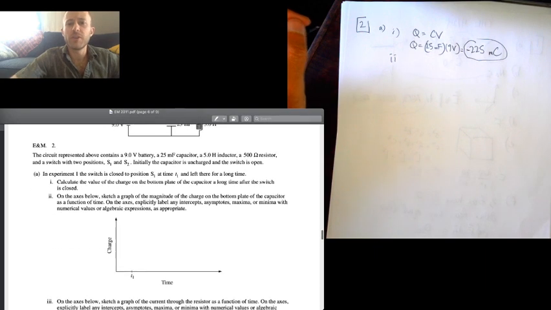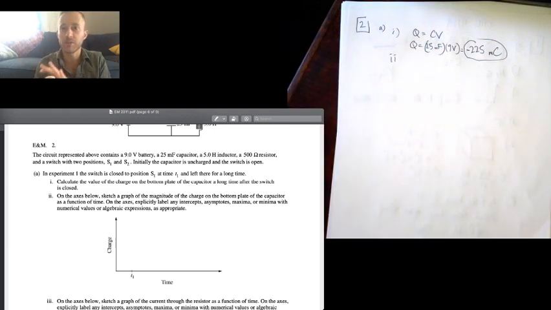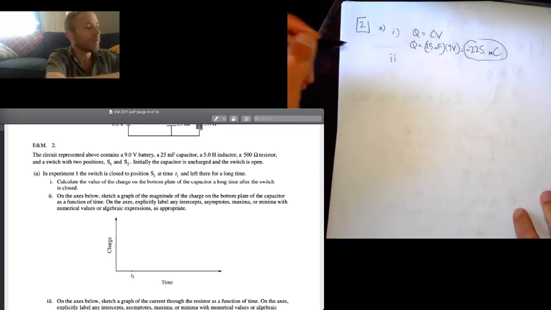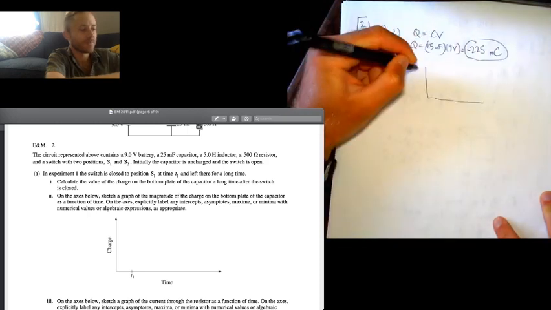On the axes below, sketch a graph of the magnitude. Notice how they said magnitude, so now we're doing the absolute value of the charge on the bottom plate of the capacitor as a function of time. On the axes, explicitly label any intercepts, asymptotes, maxima or minima, and the numerical value. So this is the charging of a capacitor.